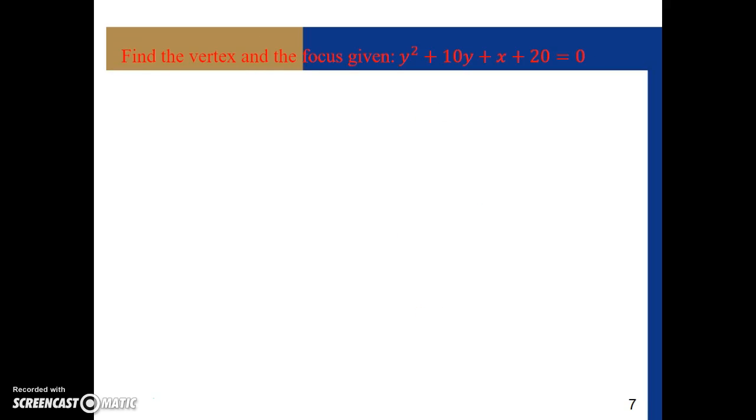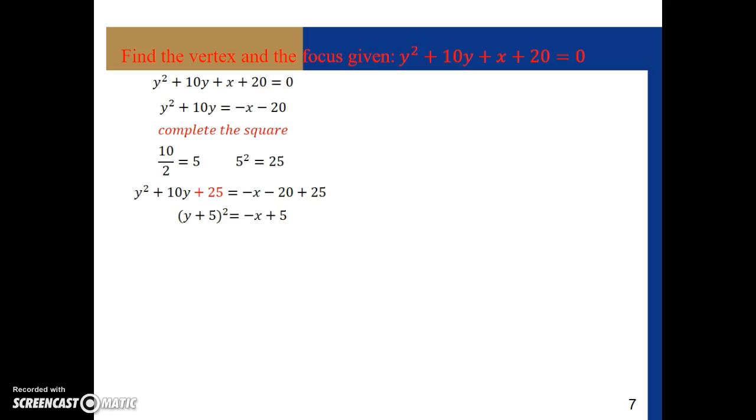Find the vertex and the focus given this equation of a parabola. This, just like the circle, is not in vertex form, so we're going to have to use complete the square to get it into vertex form. So we're going to gather our y terms, gather our x terms, complete the square, and we see that we have (y plus 5) squared equals -(x minus 5). So we're going to have to factor that negative out. And so what is written here is -4 times a. So we can actually find the vertex and the focus from that information.